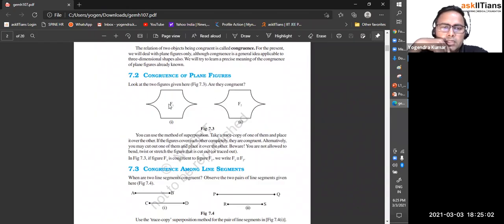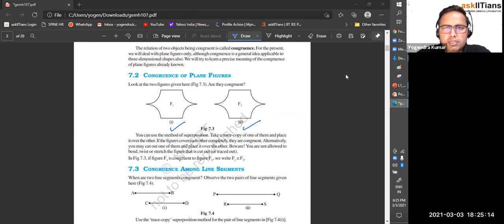We are going to see these two shapes. You can see here this first shape and the second shape. They are exactly the same, exactly similar, right? You can understand, I believe.